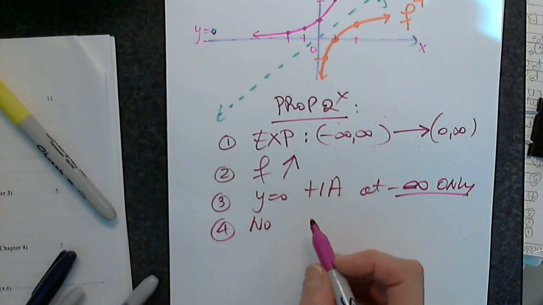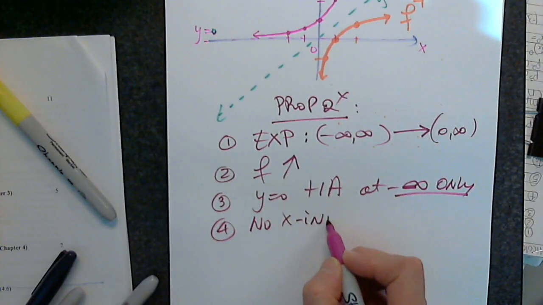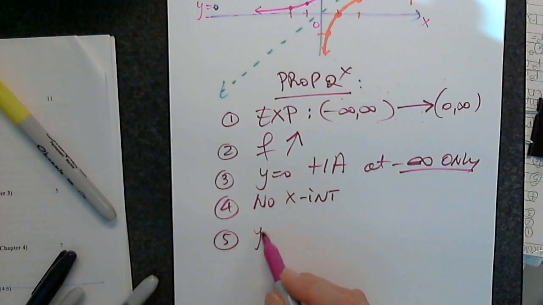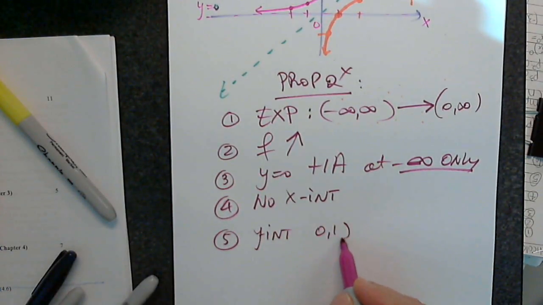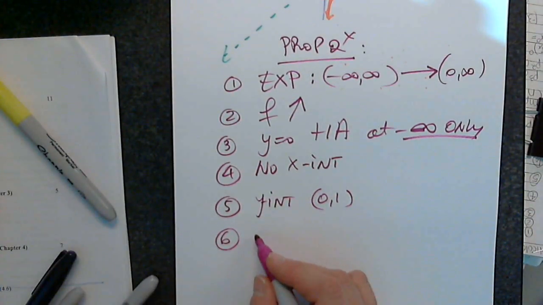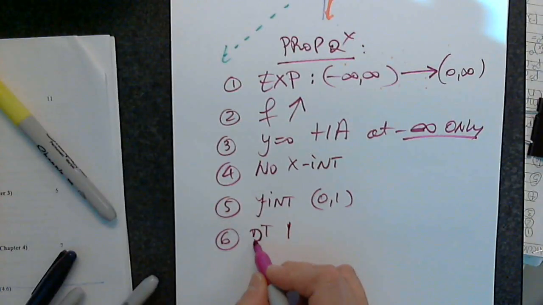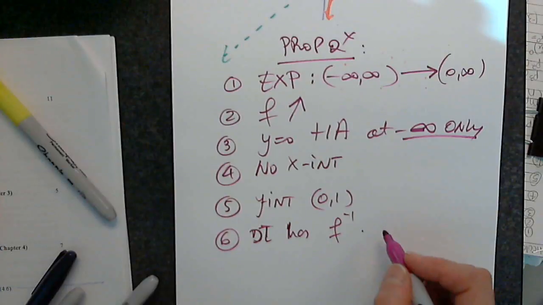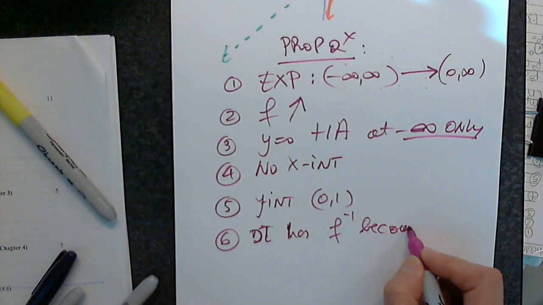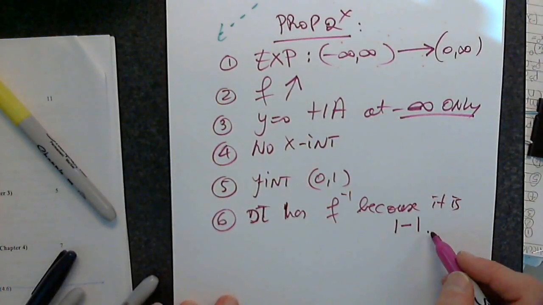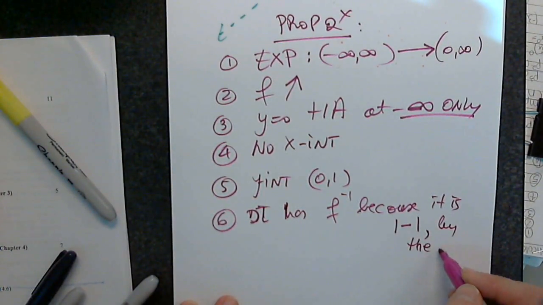4, no x-intercept. Number 5, y-intercept 0, 1. 6, what is this? It has F inverse. I should have written it here because it is 1 to 1 by the horizontal line test, by the horizontal line test.